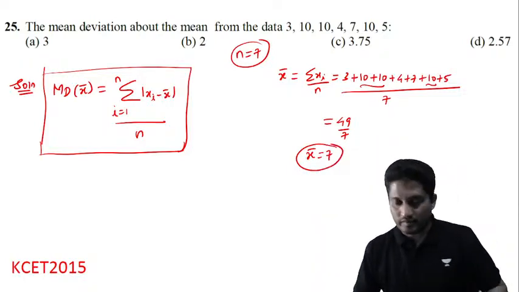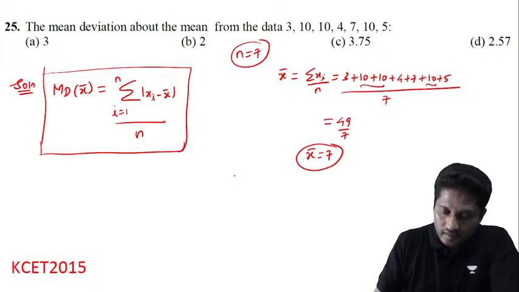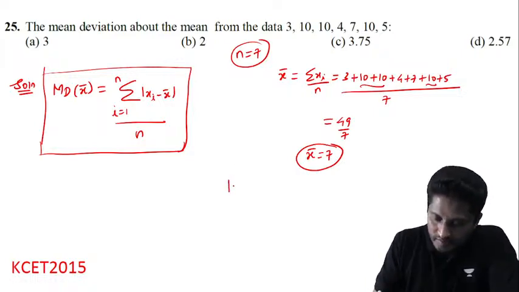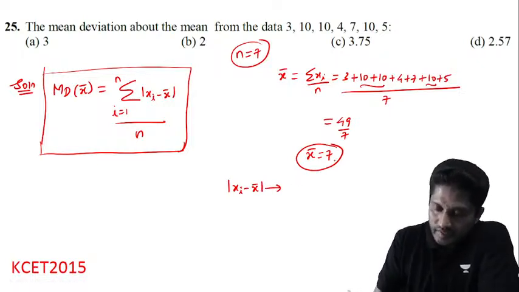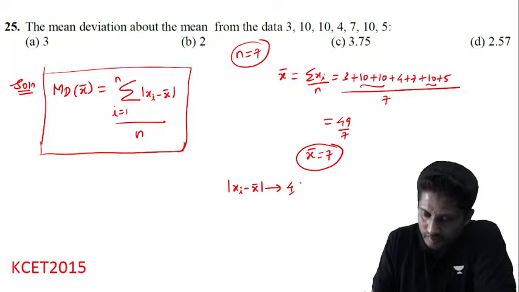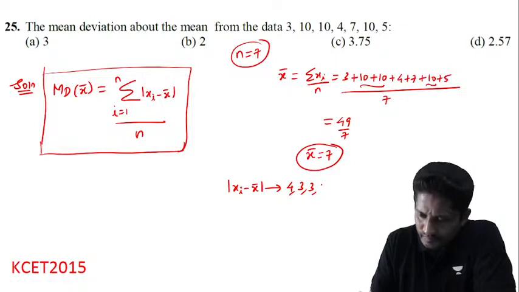The mean x bar is equal to 7. Modulus of xi minus x bar will be equal to 3 minus 7, with the mod it is 4, then 3, then 3, then 3, right? This is 0, and then 3, then 2.